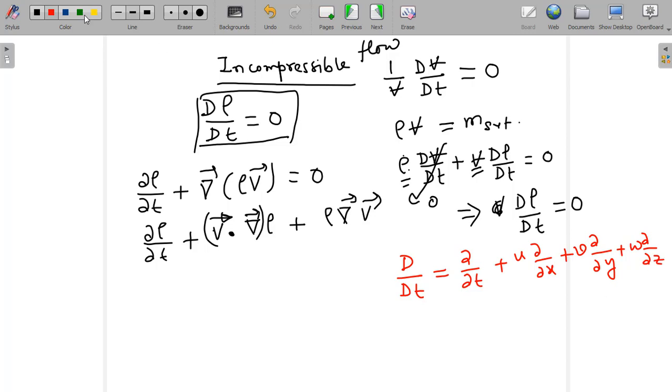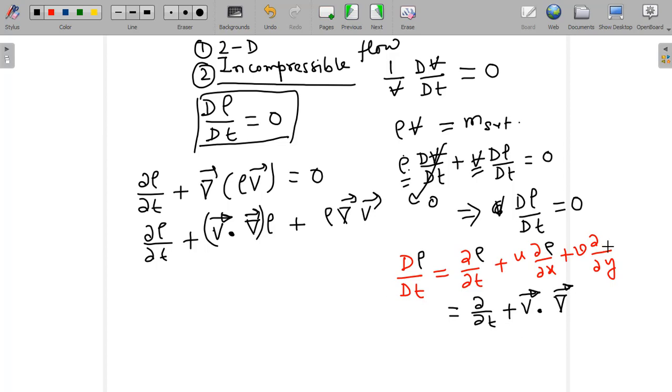If we restrict our discussion to 2D flow, that last part will not be there. So this quantity is ∂/∂t plus V dot the del operator. This is D/Dt. So you can see what Dρ/Dt is then. Only ρ will come here. So this quantity is Dρ/Dt.